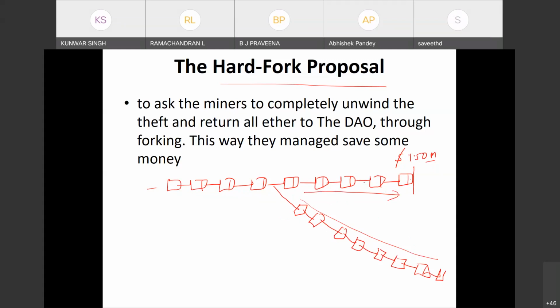And this way they saved two-thirds of the money. Two-thirds of the money was on this side, and that was saved. So only one-third was siphoned off by the attacker. This is the way they saved two-thirds of the money by hard fork.